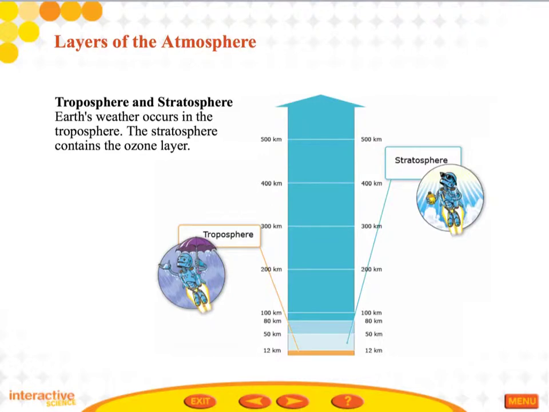Now, the temperature changes also within this. The farther you go up in the troposphere, it actually gets colder and colder and colder until it gets to approximately negative 60 degrees Celsius where it stops. It no longer gets any colder than that.